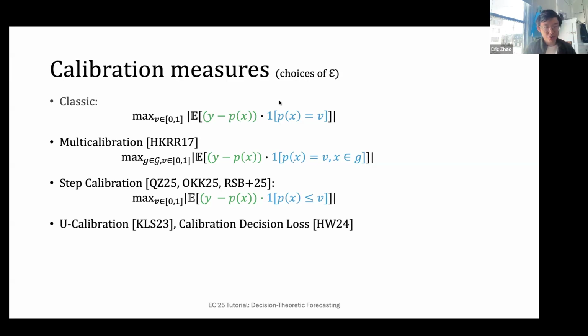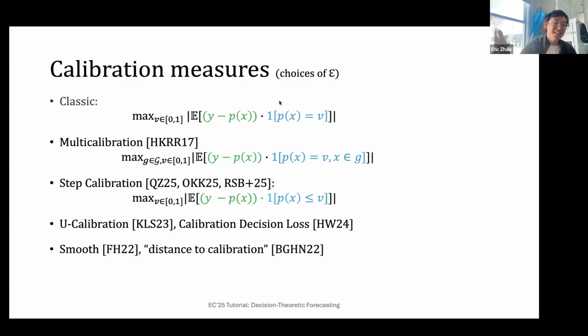Some other definitions of calibration that are especially important for decision making include U calibration. U calibration is basically a notion of calibration for minimizing downstream external regret. Calibration decision loss is an improvement for downstream swap regret. There are also some more that I won't formally define. There's smooth calibration, where instead of conditioning on indicators of my level set, I condition on smooth functions that, instead of being a delta function, look like a tent. There's also distance to calibration, which measures the L1 distance of my predictor from the closest perfectly calibrated predictor.